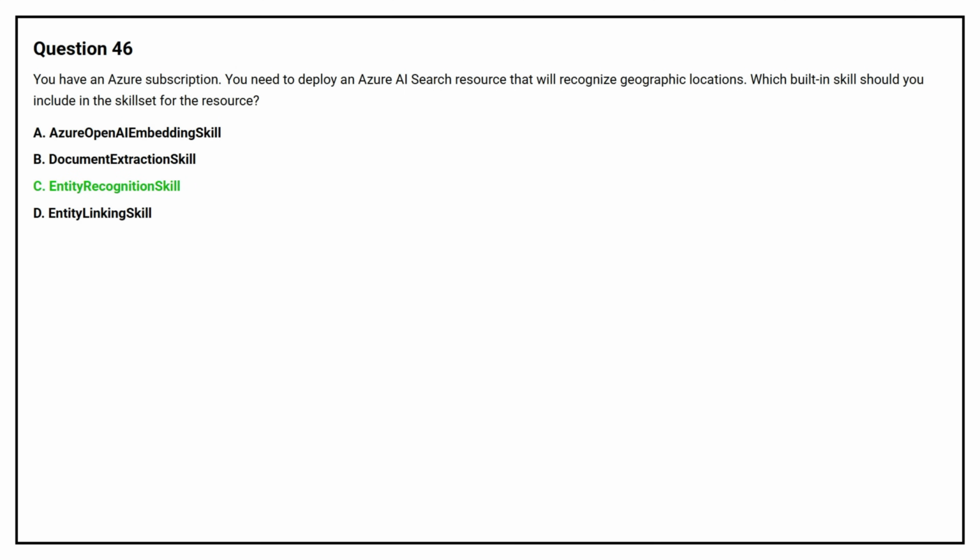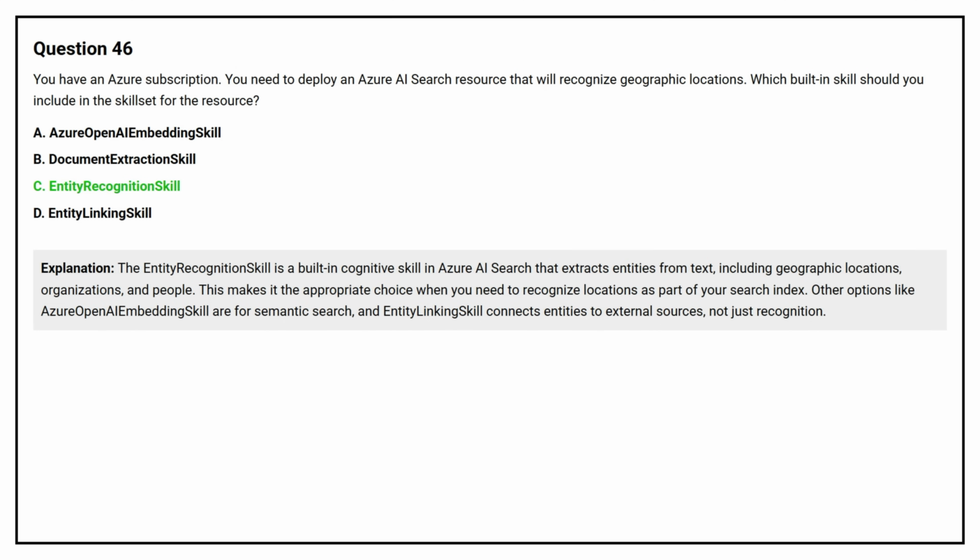The correct answer is Option C, Entity Recognition Skill. The Entity Recognition Skill is a built-in cognitive skill in Azure AI Search that extracts entities from text, including geographic locations, organizations, and people. This makes it the appropriate choice when you need to recognize locations as part of your search index. Other options like Azure OpenAI embedding skill are for semantic search, and entity linking skill connects entities to external sources, not just recognition.